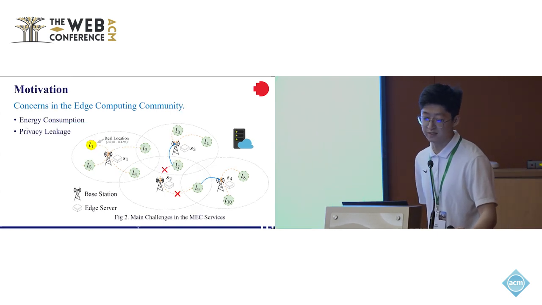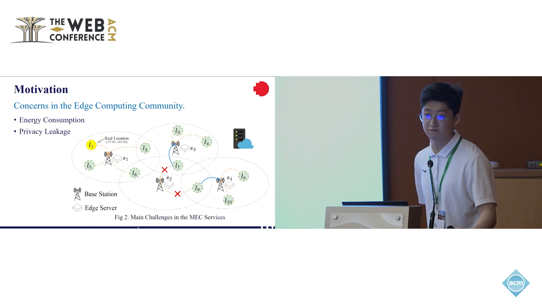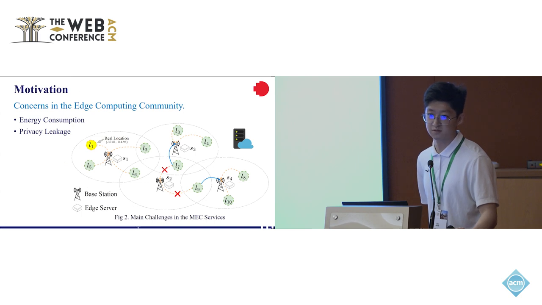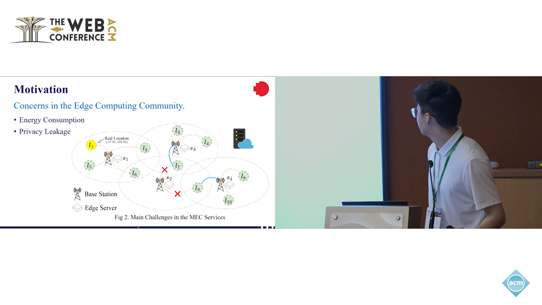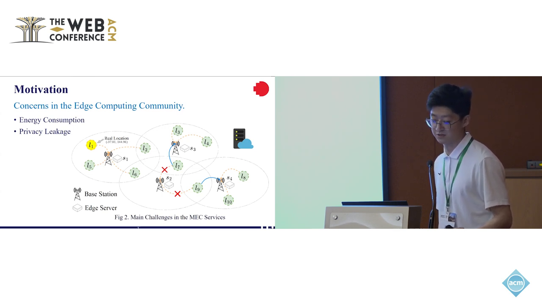However, there are two main concerns in the edge computing community. The first one is the energy consumption. The edge servers are running 24/7 to serve our requests every day, which will lead to a great energy consumption. Sometimes it's not necessary at all. Another main concern is that some users may be sensitive about their privacy. For example, they don't want to disclose their location when they access edge services.